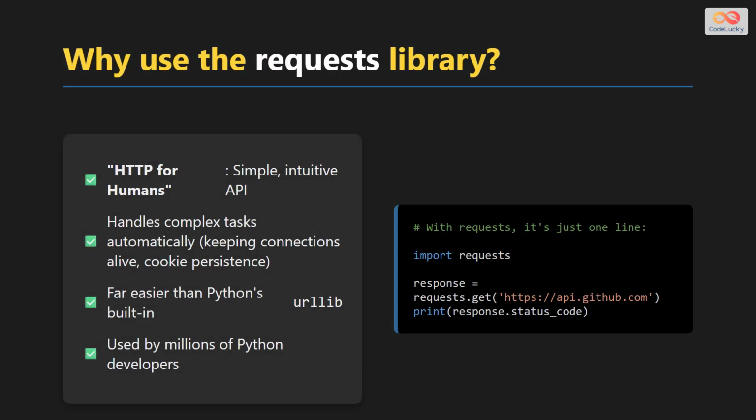Python has built-in libraries for handling HTTP, but they can be cumbersome to use. The requests library is designed to be HTTP for humans. It abstracts away the complexities of manual socket handling and connection management. With just a single import and one line of code, you can fetch data from the web, making your code cleaner and much easier to maintain.